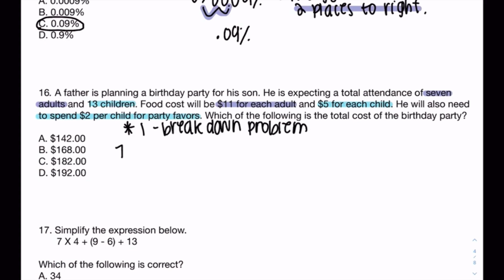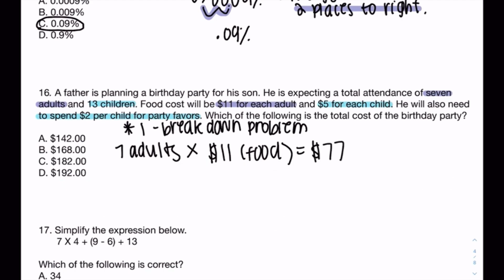So 7 adults, each at $11. So you're going to times that 7 by 11 for food, which is giving you a total of $77. Okay, so he's going to spend $77 on all the adults for the party.